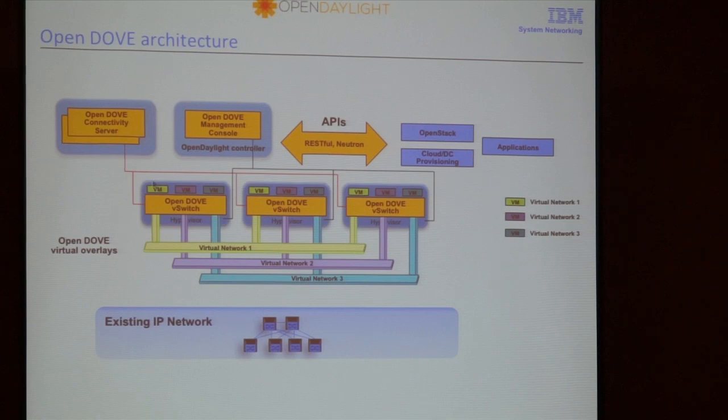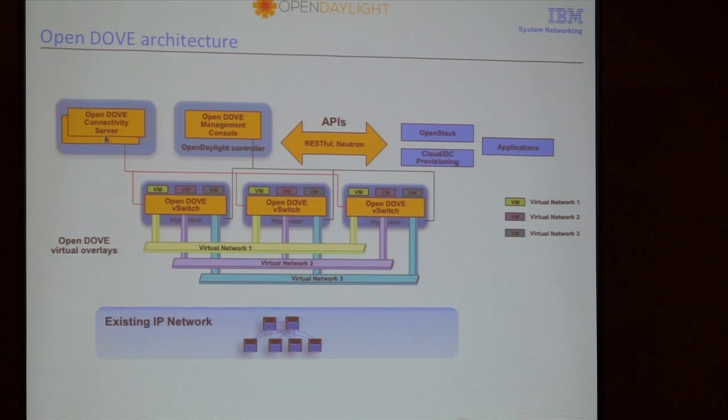You have the management console. This is sort of the user interface, the configuration interface for creating virtual networks, tearing them down, setting up policies, all of that. So it exposes a REST API that you can tie into OpenStack, CloudStack, or other application provisioning systems in the data center. So this you can think of as the management interface for Dove.